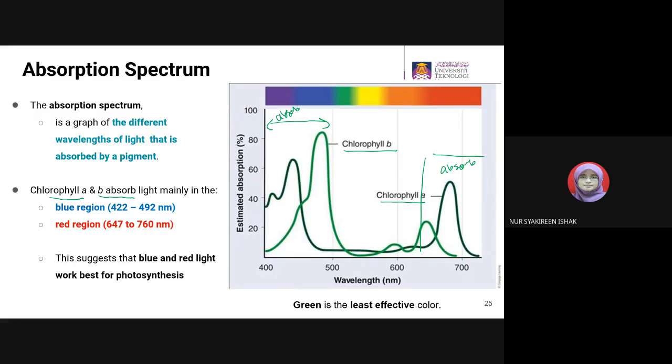Okay, tapi range yang green light ni, green light will be reflected and also transmitted. Okay, so this suggests that blue and red light works best for photosynthesis. So green light is the least effective color.